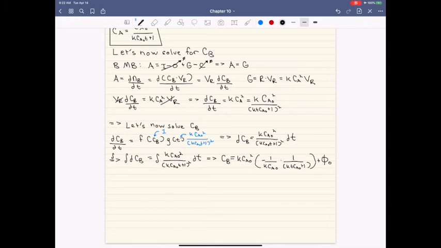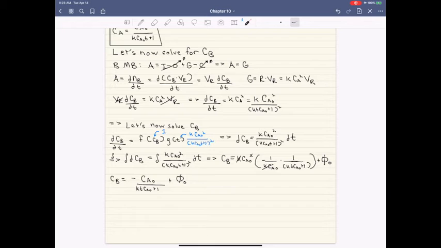Alright? In any case, the k Ca naught on the bottom here cancels out with a k and one of the Ca naughts on top. And so, once we simplify our equation a bit, what we end up with is Cb is equal to negative Ca naught over (k t Ca naught plus 1), and then plus our integration constant. So we're on track to solving for Cb, but the next thing we need to do is figure out how we could solve for this phi naught here.